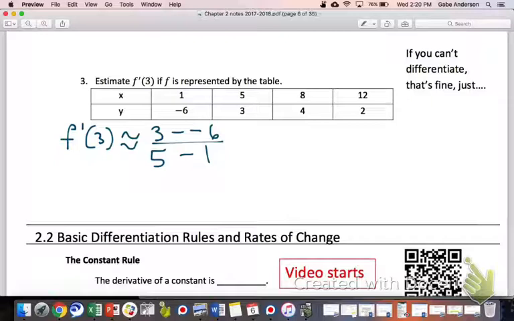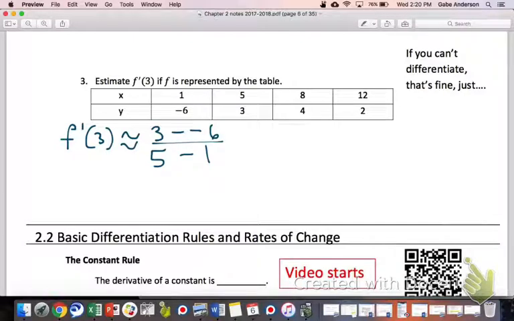There are going to be times when you will have to answer a question just like this. And one of the important things that I'm going to be looking for is that you used a difference quotient. And that's what that is up there, right? 3 minus negative 6 over 5 minus 1.